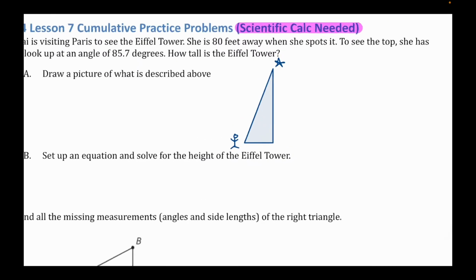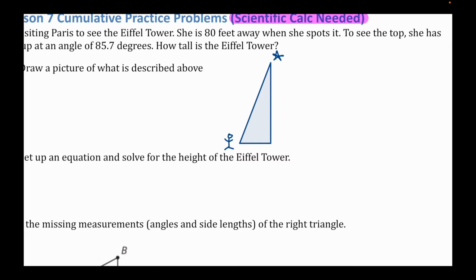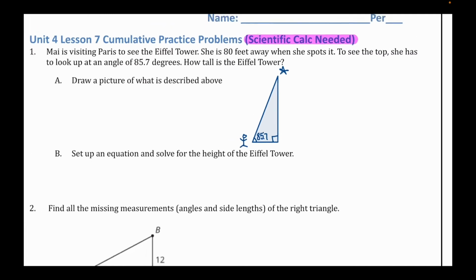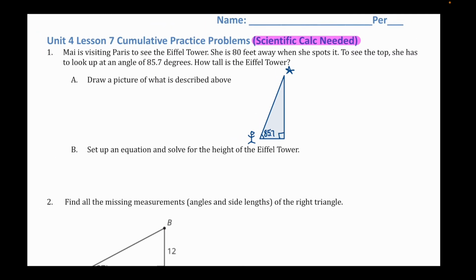Now they did tell us this is 85.7 degrees here. And then that was my right angle. We want to know how tall it is, so that is going to be this side right here of x. And we did also have she was 80 feet away, so I need to label the 80 at the bottom. That's my picture representation. It's as good as it's going to get.